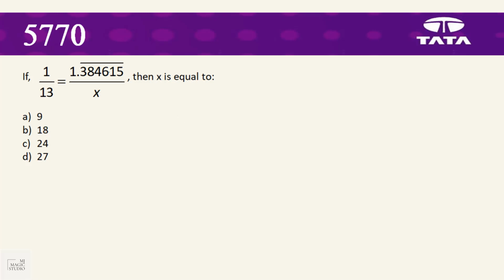Okay, here we have this recurring number. Now 1 by 13 equals 0.076923 recurring, and the number 1.384615 recurring would be written as 1384615 minus 1 divided by 999999, that is 1, 2, 3, 4, 5, 6 nines, into x. So what is the value of x?